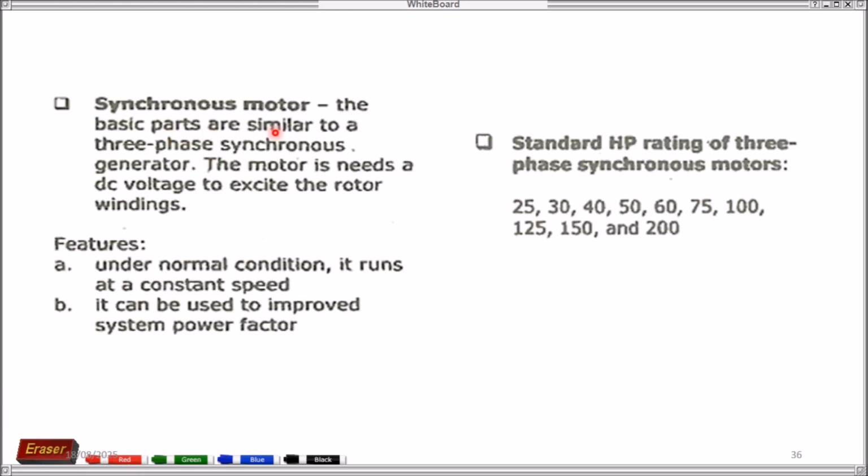Then we have the synchronous motor. So the basic parts are similar to a three-phase synchronous generator. So the motor needs a DC voltage to excite the rotor winding. So the features, under normal condition, it runs at a constant speed and it can be used to improve the system power factor. So the standard HP rating of our three-phase synchronous motor, we have 25, 30, 40, 50, 60, 75, 100, 125, 150, and 200 HP.